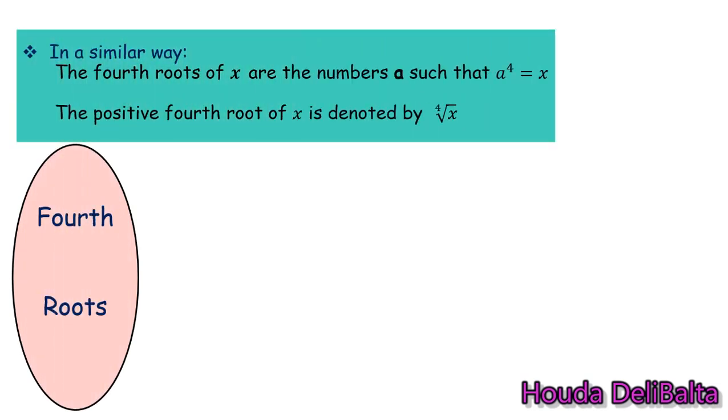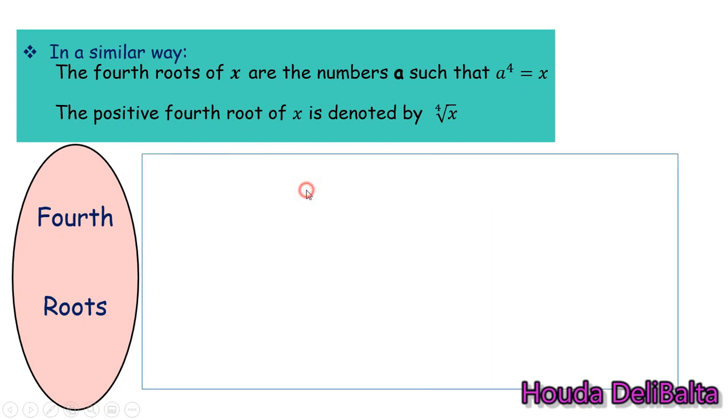And now, dear students, after we talked about the cubic root, here we go with the fourth roots. In a similar way, the fourth roots of x are the numbers a such that a to the power 4 equals x. The positive fourth root is denoted by fourth root of x, as you see here. So why did I say that the fourth roots of x are the numbers a? I said it in plural.